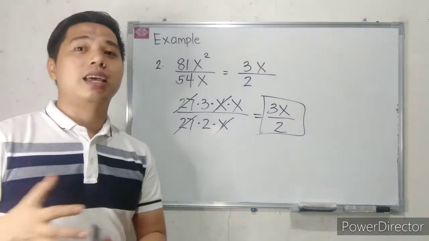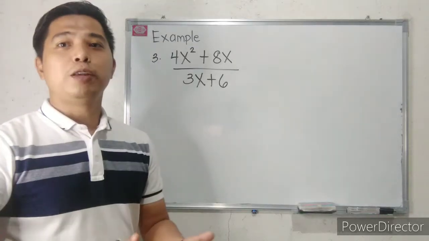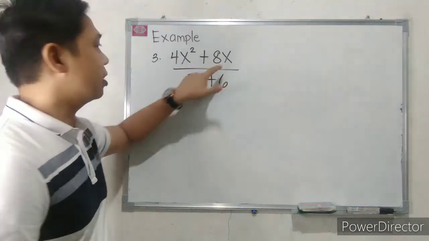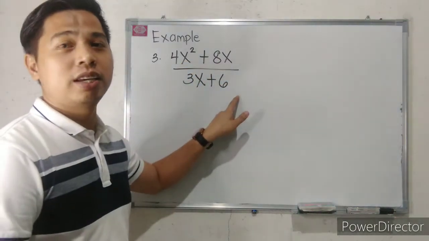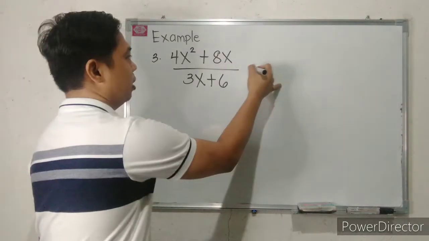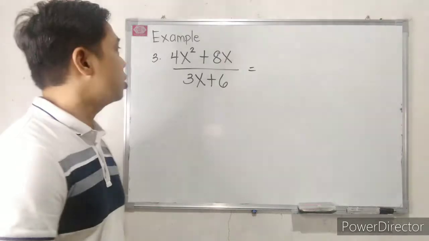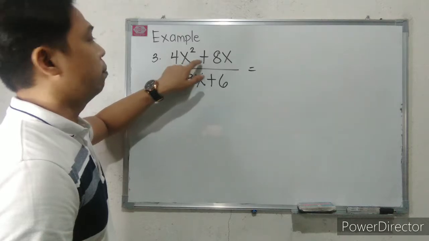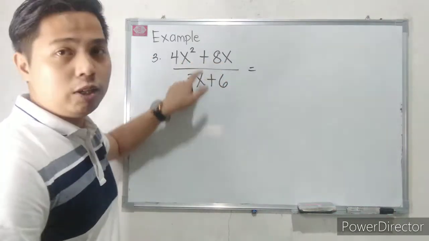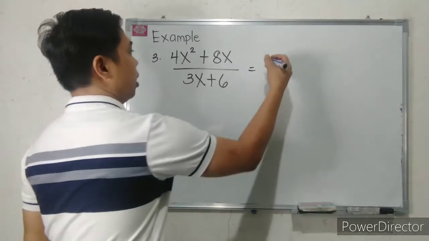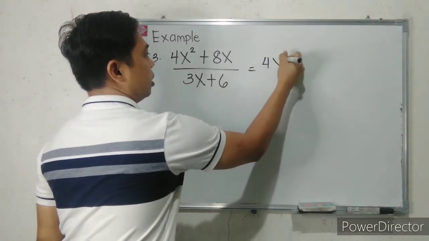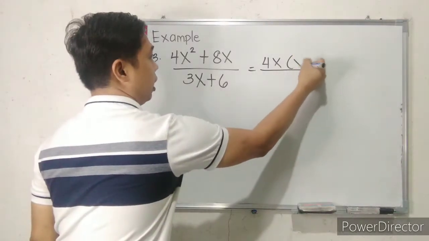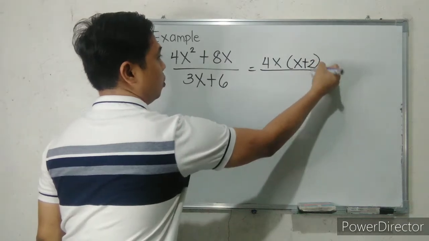So let's have our next example. Example number 3: 4x squared plus 8x over 3x plus 6. So, what will we do here, class? To simplify the terms more, in our numerator, we notice we have 4x squared plus 8x. We can get its factor. So, how? We have 4x times x plus 2.